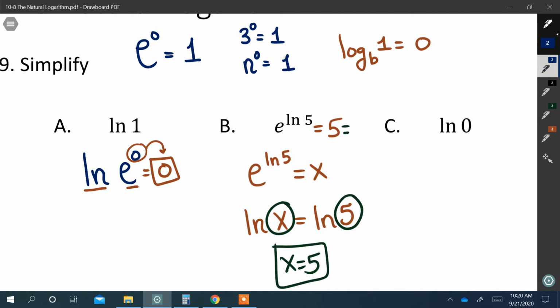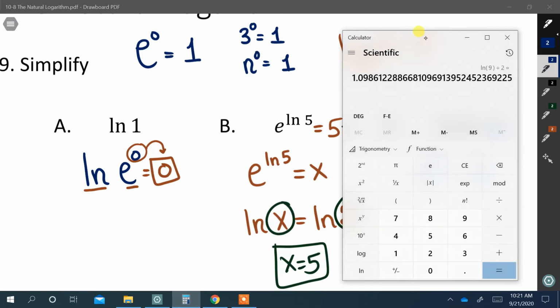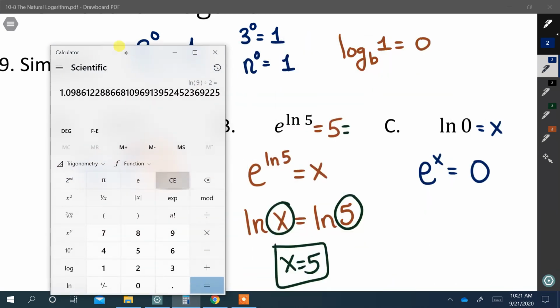Well, we can try to solve this. We could say, let that equal x, and let's translate it. We will have e to the x is equal to 0. Could I ever get 0 though? Is that even defined? Well, let's try to see. Is there one where I could actually get 0?